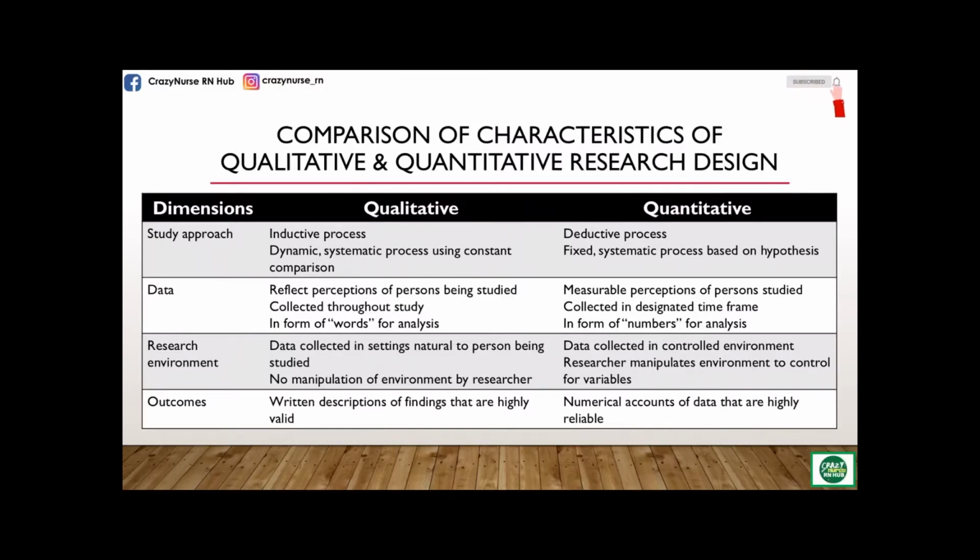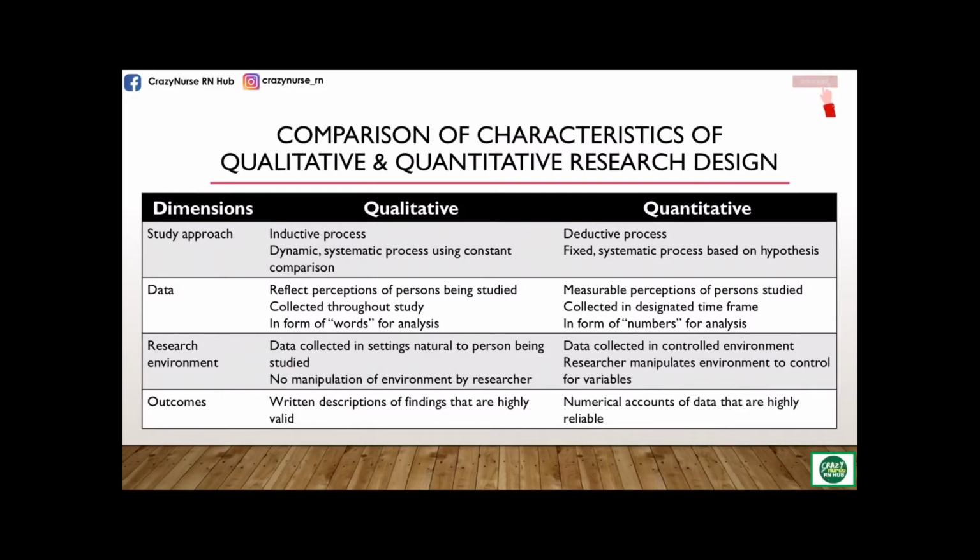As to research environment, for qualitative, data are collected in settings natural to the person being studied, and there is no manipulation of environment by the researcher. For quantitative, the data are collected in a controlled environment. The researcher manipulates environment to control for variables.